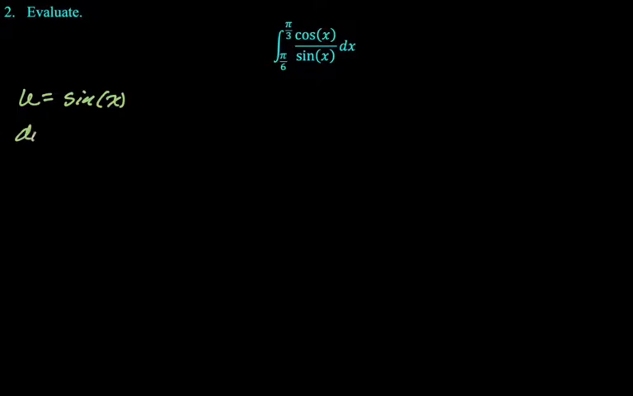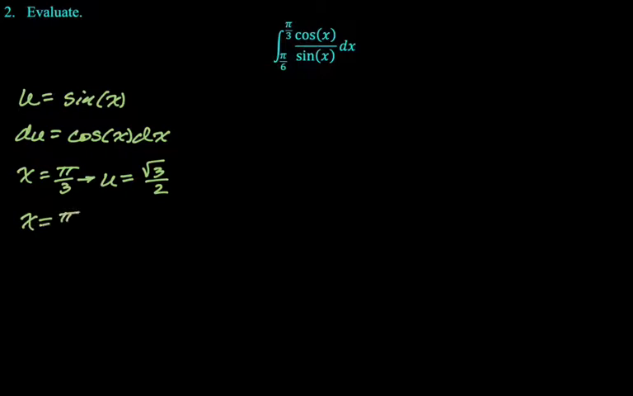But du will therefore be cosine of x dx. This is working out well. I'm going to change the bounds. So when x is equal to pi over 3, u is going to be the sine of pi over 3, which is root 3 over 2. When x is equal to pi over 6, u is the sine of pi over 6, which is 1/2.